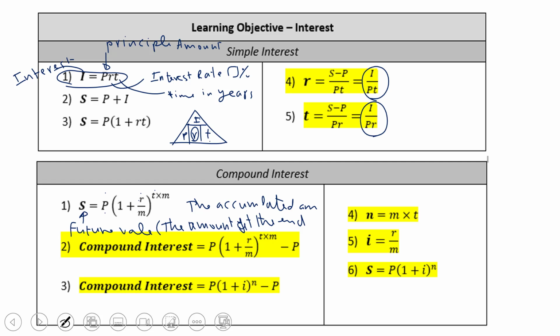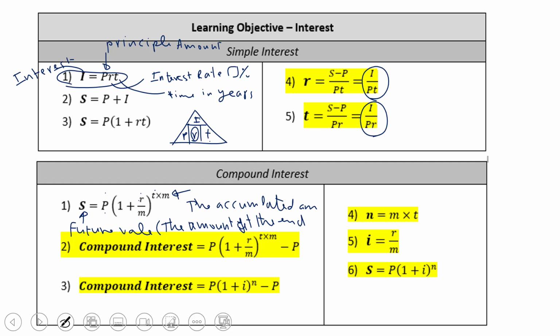So similar, P is a principal amount, R is interest rate, a percentage, T is time in years. What's M? M is how many times per year you will get your interest, or your income from the investment, right? So you have to know, it depends. If annually, M equals 1. Semi-annually, M equals 2. Monthly, M equals 12. Weekly, M equals 52 weeks out of 1 year.